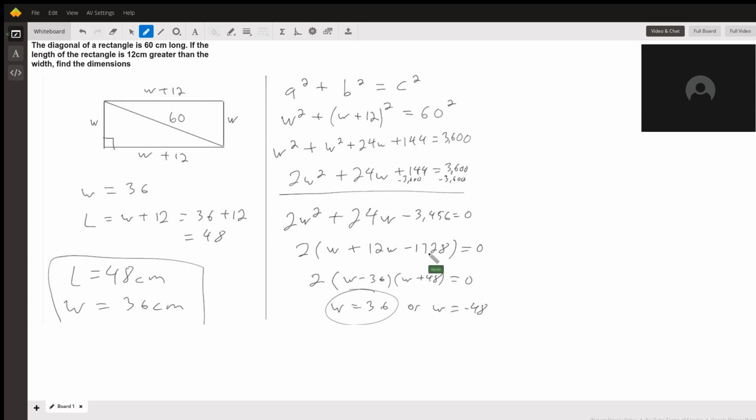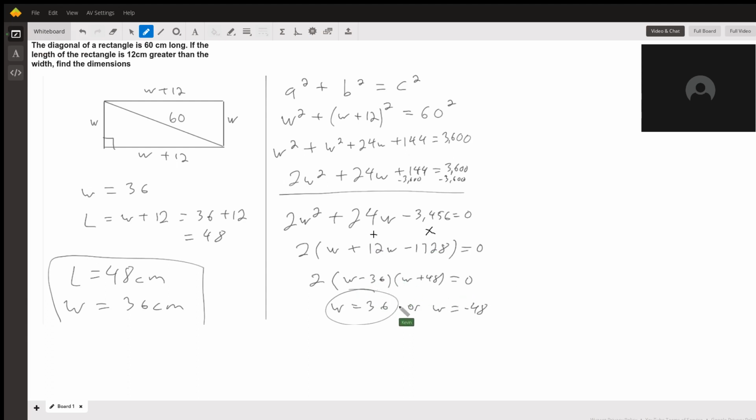You could use the quadratic formula if you'd like, or you could just factor by looking for two numbers that multiply to negative 1,728 and add to be 12. Might take you a little while, but eventually you would come across 48 and negative 36 as your solutions. Those two numbers would add to be positive 12 and multiply to be negative 1,728. Right, so those are my two solutions.